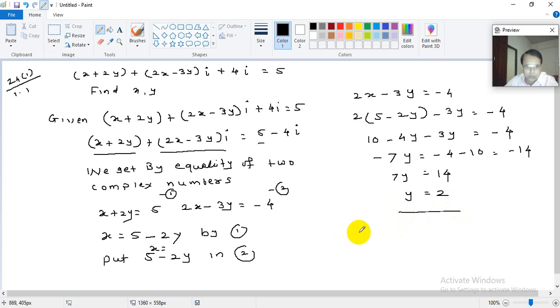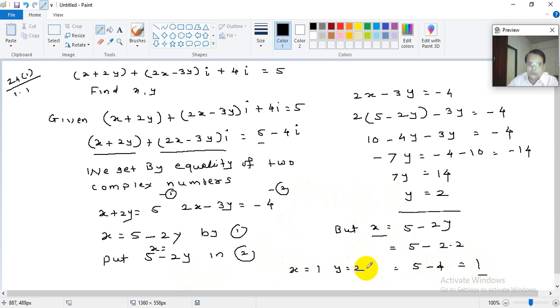Now put y is equal to 2 in 1. Your 1 is x is equal to 5 minus 2y. So what is x? 5 minus 2y. Out of that y is 2. So it is 5 minus 2 into 2, which is 5 minus 4, and so it is 1. So your value of x is 1 and value of y is 2. So the final answer, they asked you x and y. So we can say x is equal to 1 and y is equal to 2. This is the expected answer. Correct? x is 1 and y is 2.